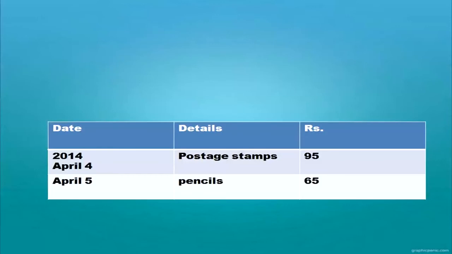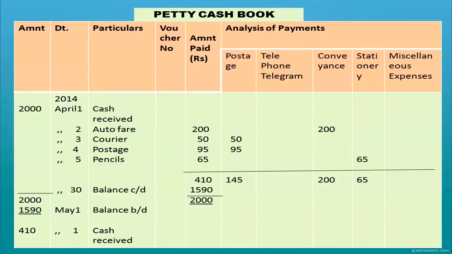Here is a question. Mr. Sumit, the petty cashier of Messrs. Travel India, received rupees 2000 on April 1st, 2014 from the head cashier. Prepare the petty cash book on the imprest system. So, under the imprest system, he is receiving 2000 every month. Some expenses I have given: auto fare, courier services, postage, pencils, etc. So, in the petty cash book, how will it come?